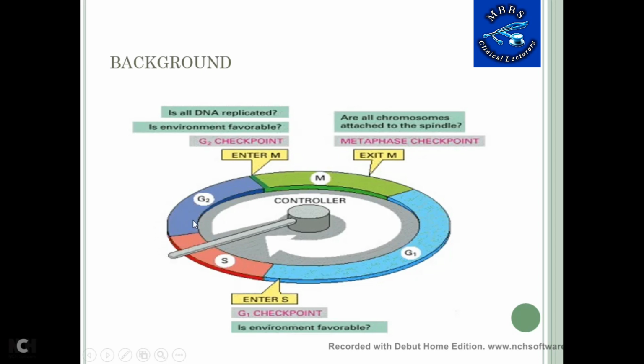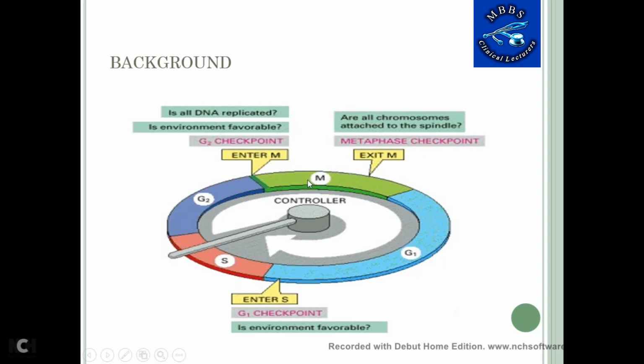Again, when it goes from the G2 phase to the M phase, there is a G2 checkpoint, which checks that since the DNA has been replicated, is all the DNA replicated, and is the environment favorable to enter into the mitotic phase. And if everything is all right, the cell enters into the mitotic phase. We all know what happens in mitosis. Cell division occurs.